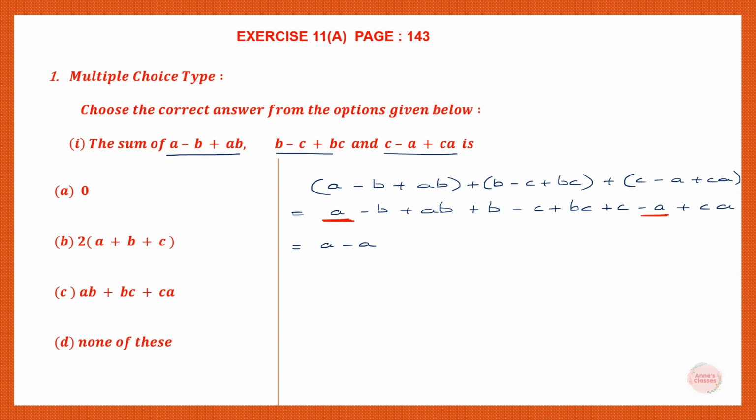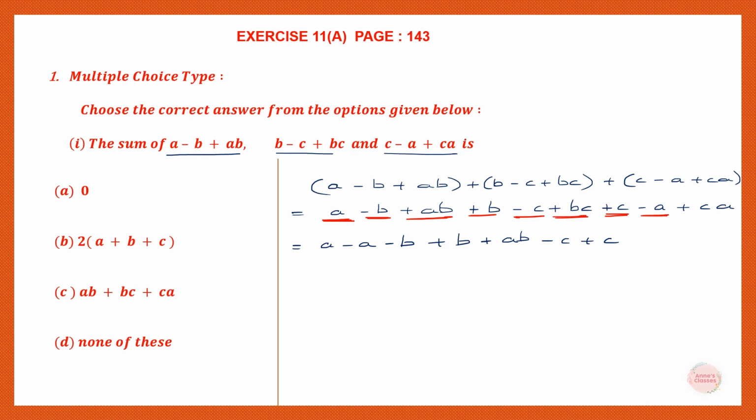Now let's take the b's. Here we have minus b plus b. That's it. So let's write it down. Minus b plus b. Then let's take the next one, plus ab, and we don't have another ab, isn't it? So let's write that. So that will be plus ab. Then we have minus c and plus c. So let's write that down. Minus c plus c.